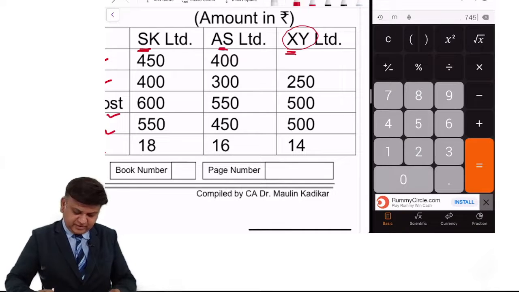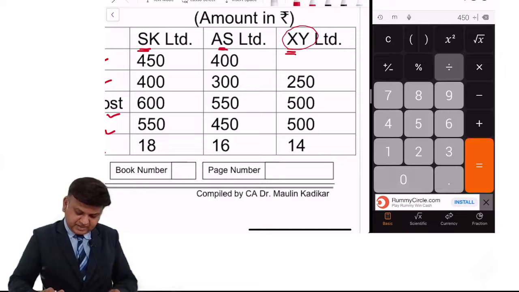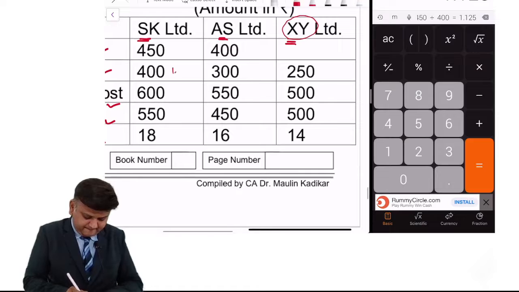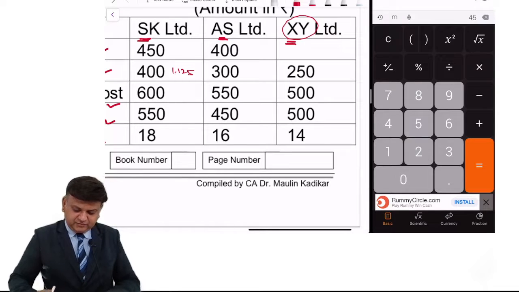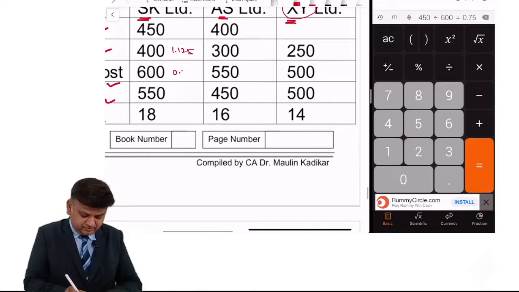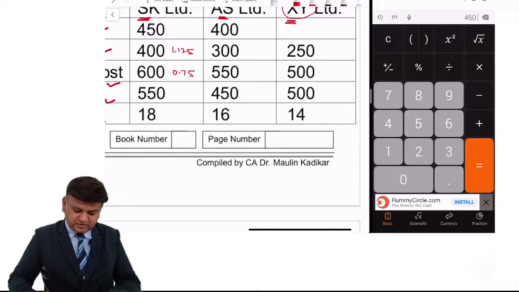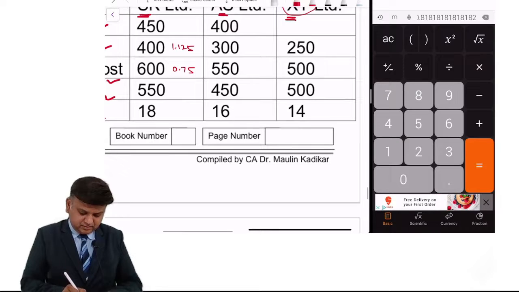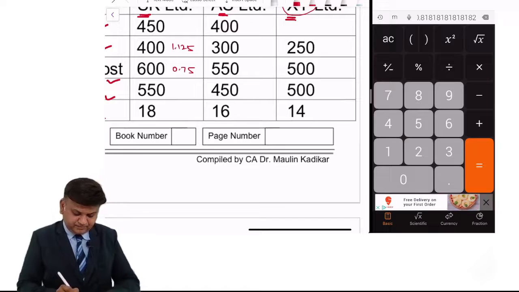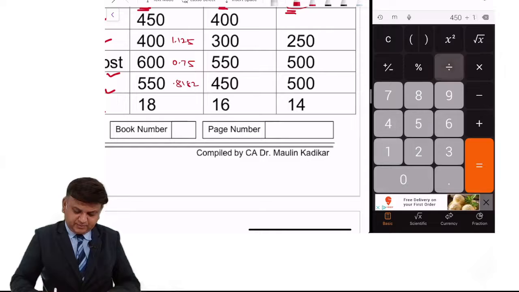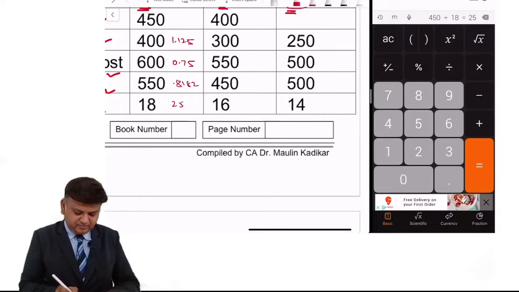See what will happen, 450 divided by 400. So that ratio comes to 1.125. Then 450 divided by 600. That comes to 0.75. Then 450 upon 550. That comes to 0.8182. Then 450 upon 18. That comes to 25.